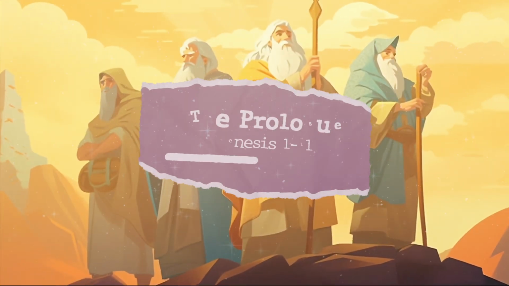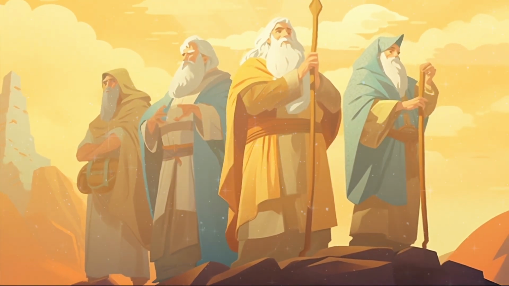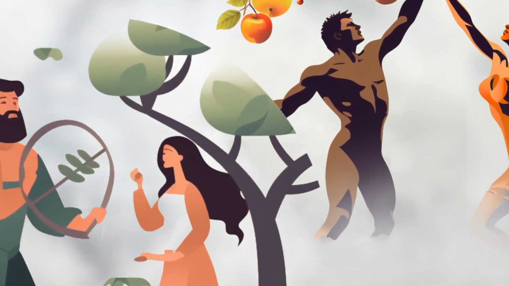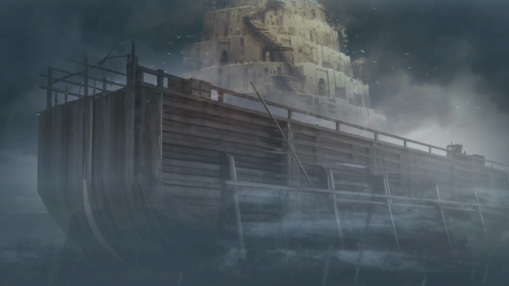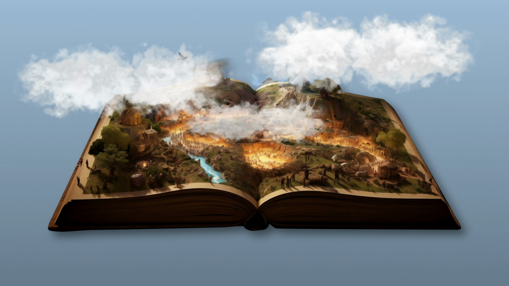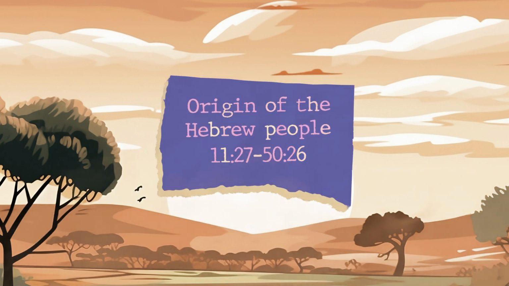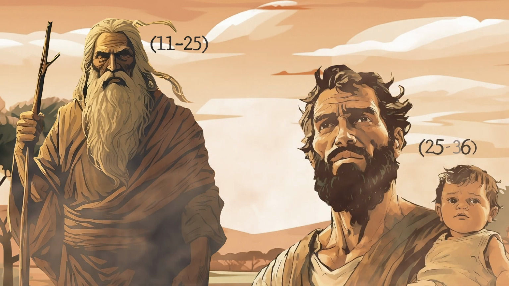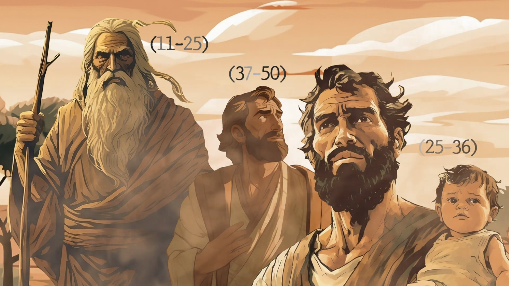The prologue, or the primeval history, in Genesis chapters 1 through 11, is the prelude to recalling the tales of the patriarchs in the rest of the book of Genesis. The primeval prologue talks about creation, fall, flood, nations, and Babel. It is a story about the origins of the world and people versus the origins of the Hebrew people, chapter 11, verse 27 through chapter 50, verse 26: Father Abraham, chapters 11 through 25, Isaac and Jacob, chapters 25 through 36, and Joseph, chapters 37 through 50.